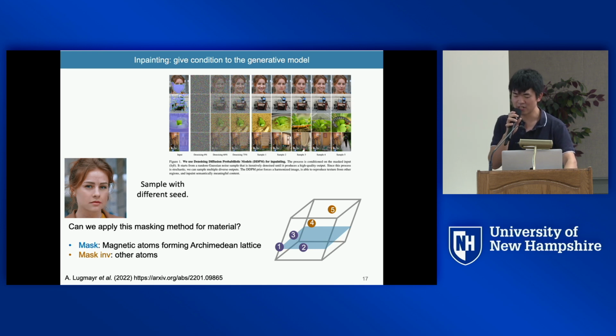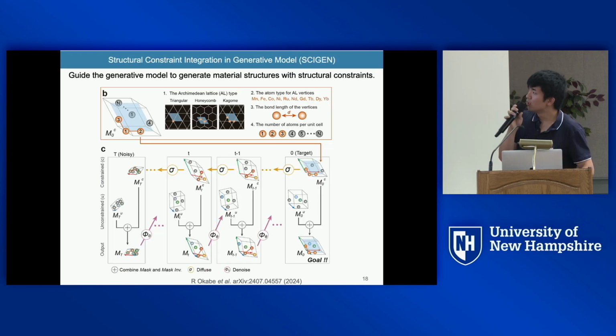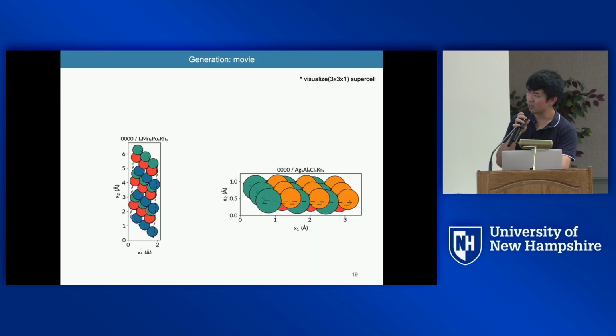We can apply the same method as the image generation to find the material that has this geometric pattern and enough stability. So here's the very overview of our methodology. The top part shows what kind of structure we give as a constraint, and the bottom is how we apply this method by conditioning iteratively.